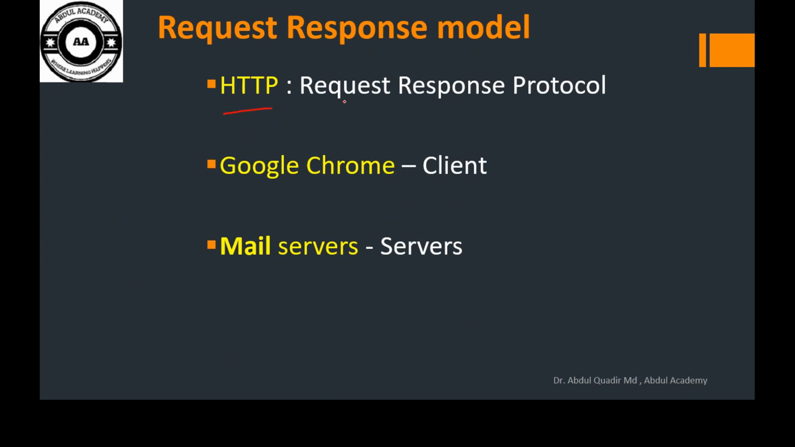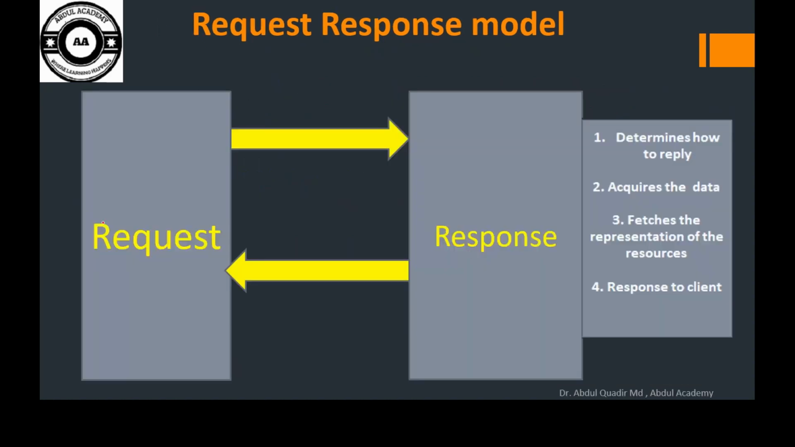HTTP usually works on the request response protocol, where your Google Chrome, the web browser, can be a client, and mail servers like Gmail, Yahoo Mail can be servers. If you look at this architectural diagram, the client sends the request and the server prepares the response by doing these 3 steps: determines how to reply, acquires the data, and fetches the representation of the resources, and responds to the client based on the request from the client.